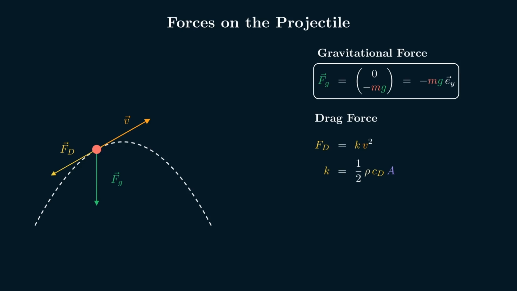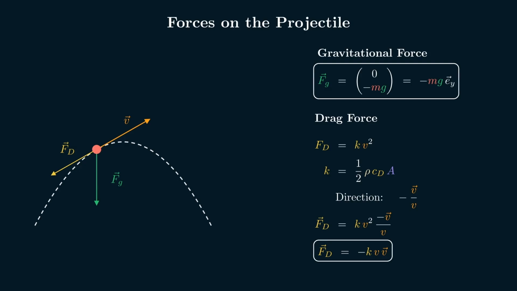The force must act opposite to the direction of motion, so in the direction minus v. We divide the vector by its magnitude, so that the direction vector always has a length of 1. The vector minus v divided by v is therefore a unit vector that always points opposite to the projectile's direction of motion. Multiplying all of this together gives us the vector form of the drag force. One v can still be cancelled, and now we have both forces.